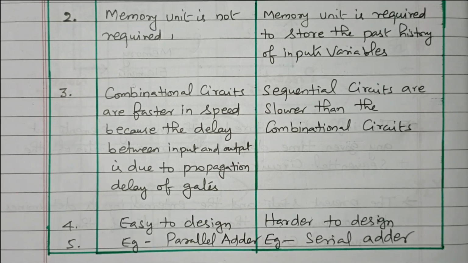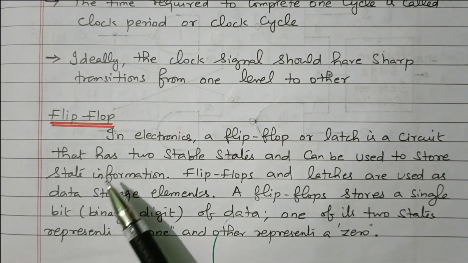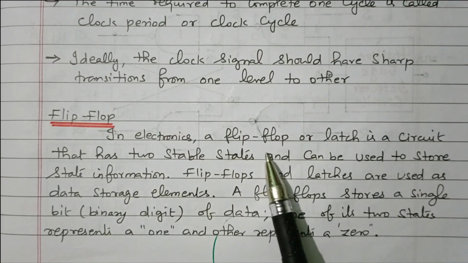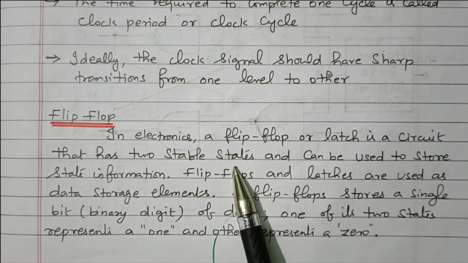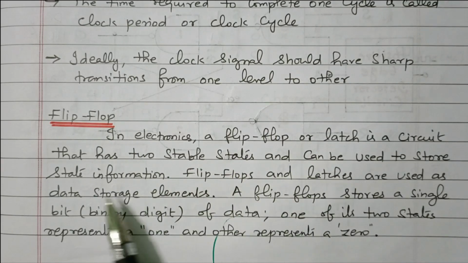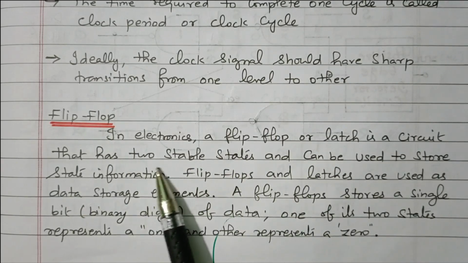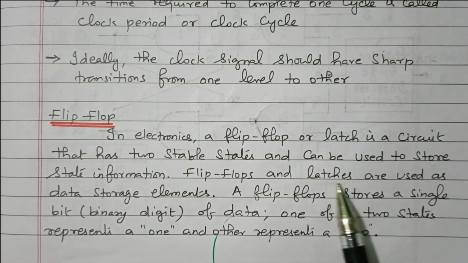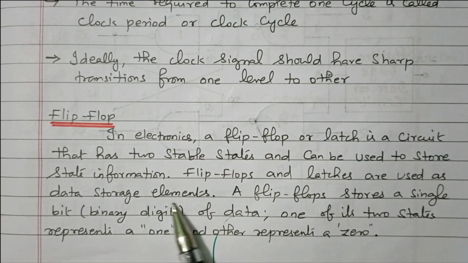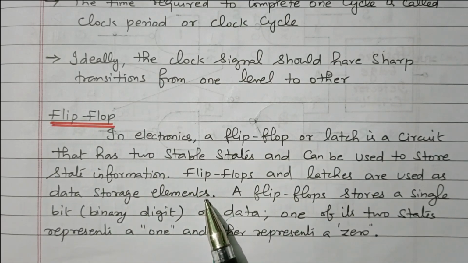Now we'll see the definition of the flip-flop. The sequential circuit is mostly nothing but a flip-flop. Now we'll see what is meant by flip-flop. In electronics, a flip-flop or latch is a circuit that has two stable states and can be used to store state information. Two stable states mean present state and next state. Flip-flops and latches are used as data storage elements. 1 bit of data can be stored.